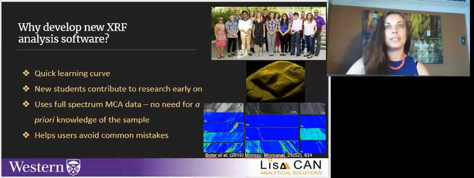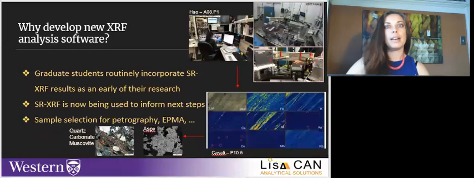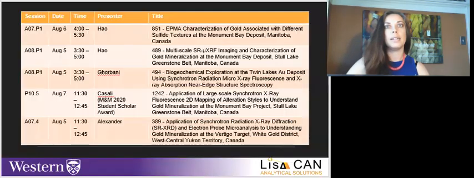Our graduate students, both MSc and PhD, are now routinely using synchrotron XRF mapping as an early part of their research. They're collecting micro-XRF map data directly on pieces of drill core, as shown in the top photographs. They are analyzing the data to identify key element spatial relationships, as shown below. This is allowing students to then select representative samples for further analysis, including thin section preparation for detailed mineral identification using petrography, EPMA, and other analyses.